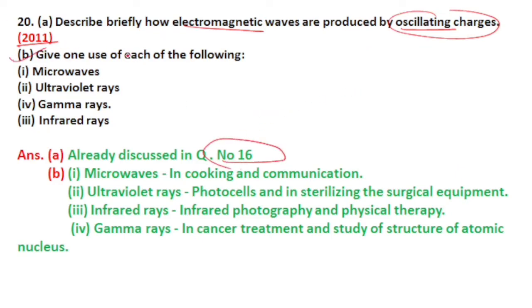Next, second part, give one use of the following. First one is microwave. Microwave has a high wavelength, so it is used in cooking and communication. Second, ultraviolet rays, which are very harmful for human beings, and these are used in photocells and sterilizing surgical equipment. Next, gamma rays, which have the highest frequency, these are used in cancer treatment and study of the structure of the atomic nucleus. Hope it's clear to all of you.